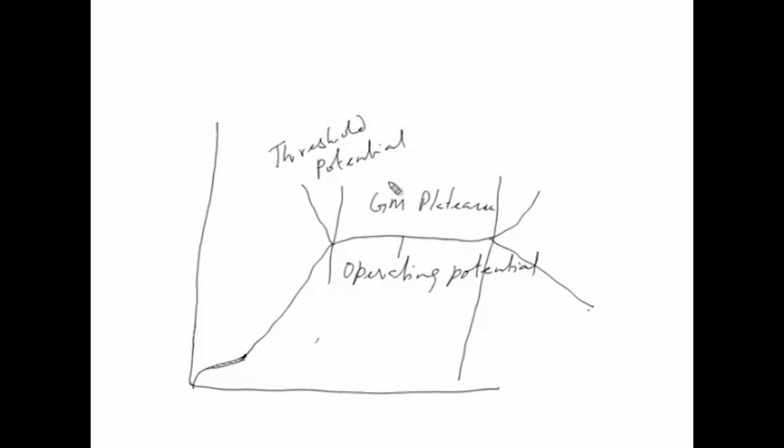Before that, there will be the breakdown potential. So, most GM counters will be operated somewhere in the operating potential region, and the threshold potential and breakdown potential are the starting and ending points of the GM plateau. All right. So, let us return to our discussion here. As we were discussing the different kinds of counters, let us discuss them in a little more detail.